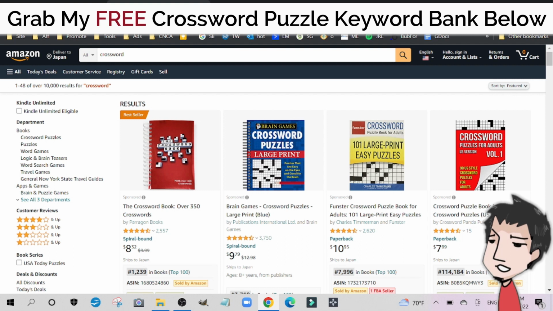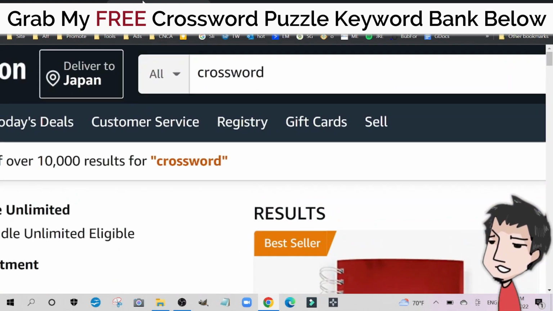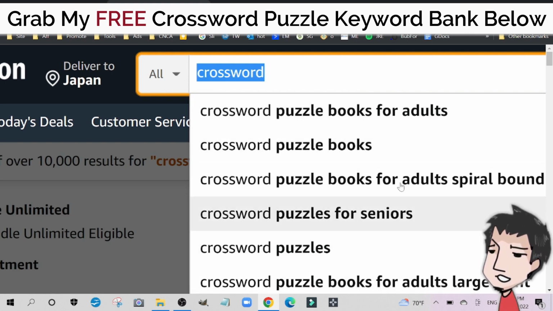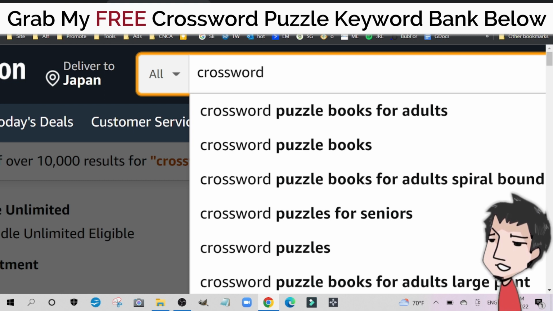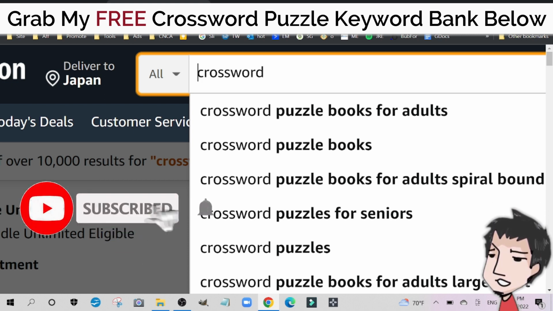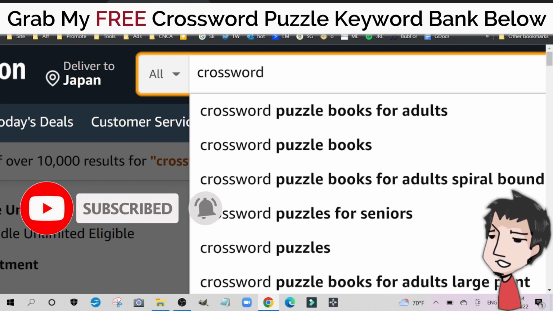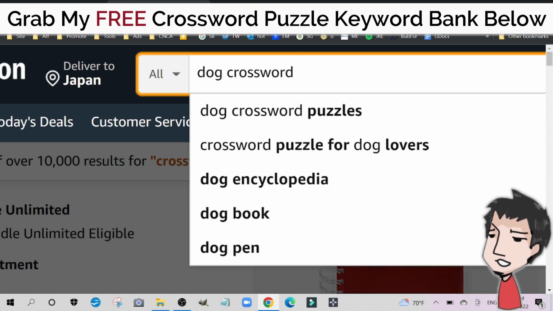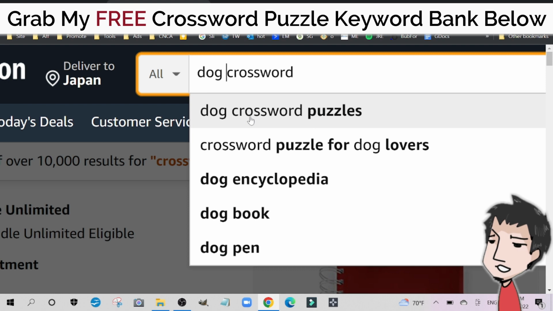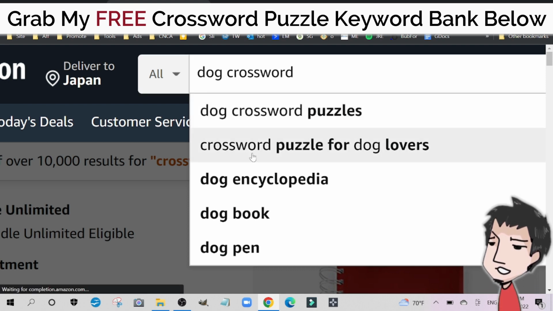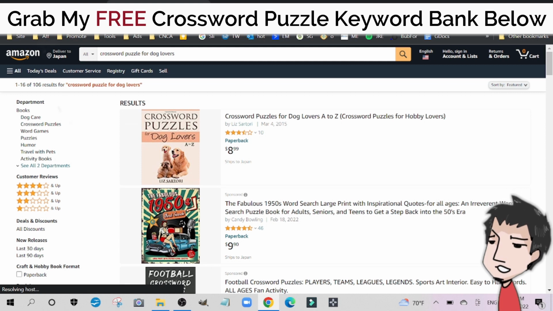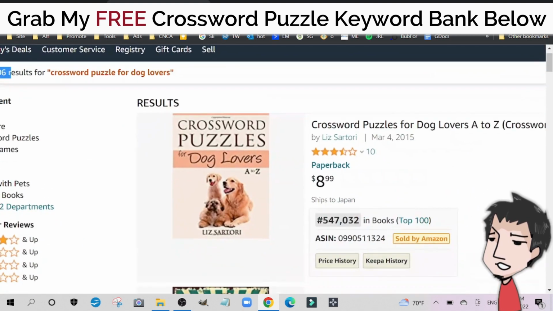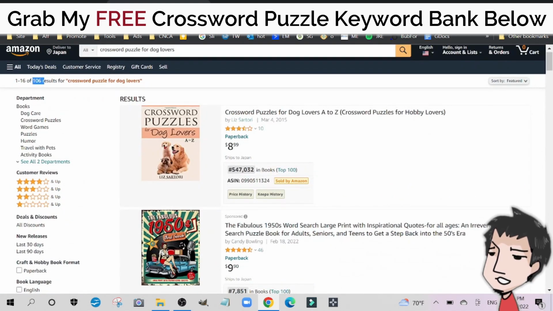I got the word crossword up here, right? Let me expand on that. You see crossword. Now what I'm going to do is copy this. I'm going to ignore these autofill keywords for right now. I'm going to put in a subject or a theme that I think my specific audience might be interested in. So if I put in dog, we have dog crossword puzzles, okay? Crossword puzzles for dog lovers. Very niche specific. As you can see here, only a result count of 106. This is a very small niche, yet people are looking for this particular book.